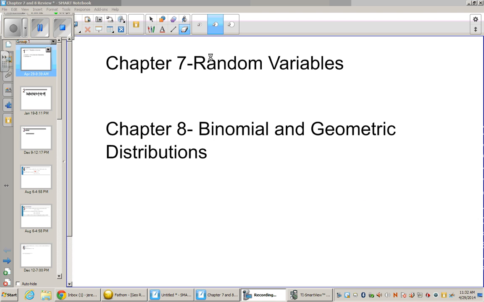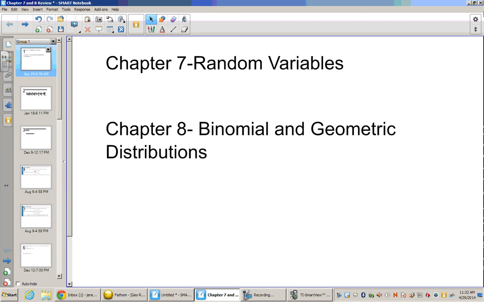Hello, welcome to chapters 7 and 8. Chapter 7 was about random variables, and chapter 8 was about binomial and geometric distributions.